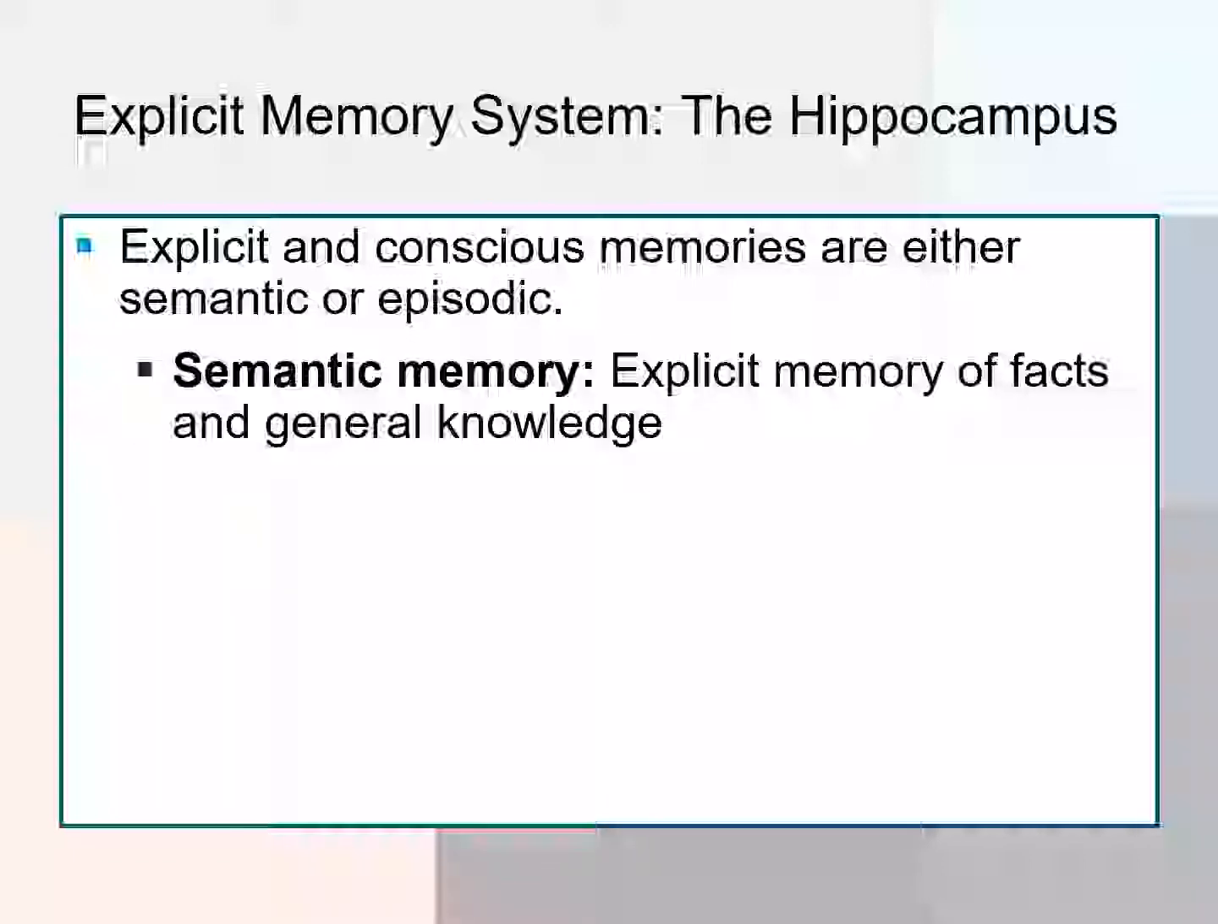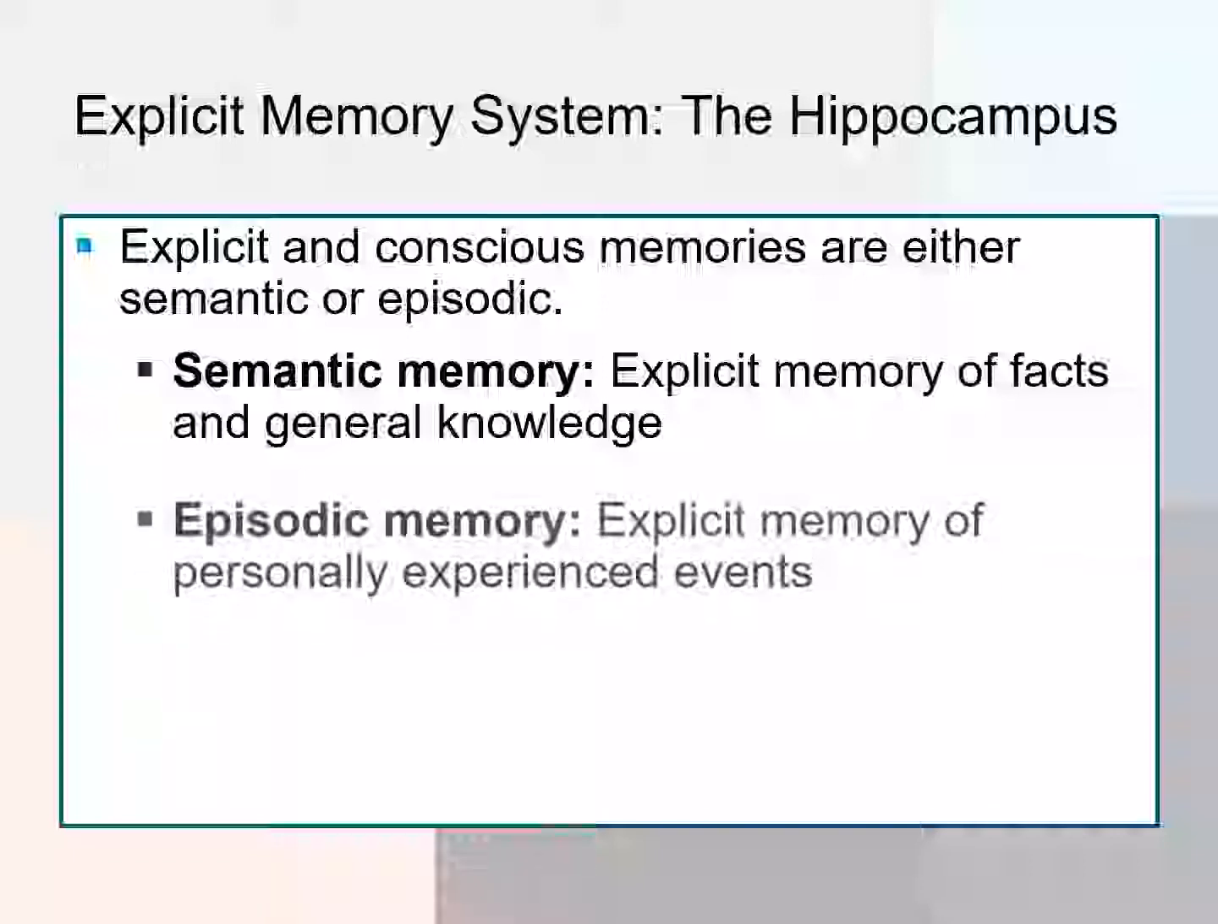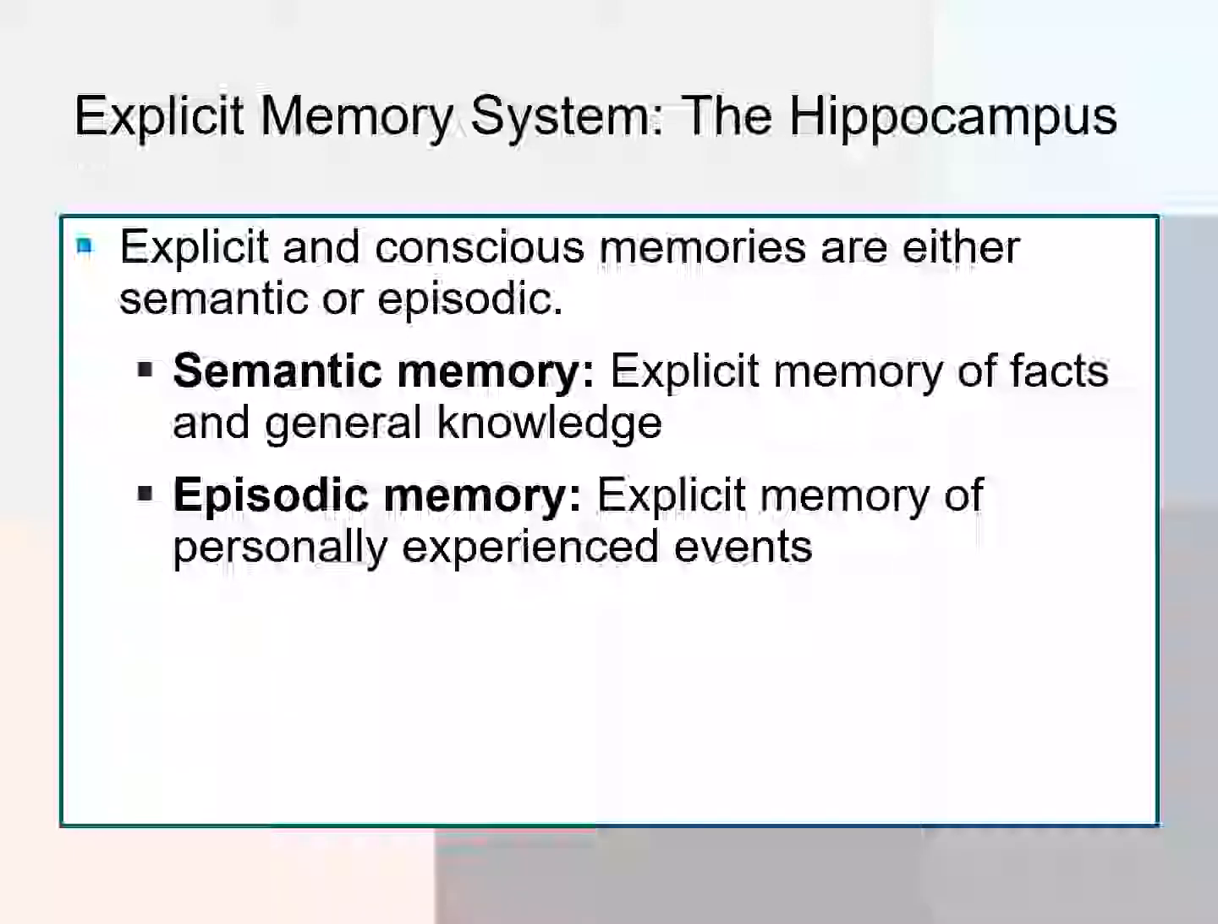Semantic memory is explicit memory of facts and general knowledge. So your name, what color is the first color in the rainbow, things like that. Episodic memory are explicit memories of personally experienced events. So it's like an episode of your life, if you want to help that remember.